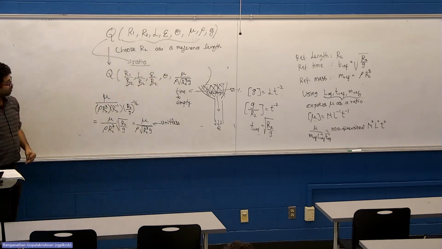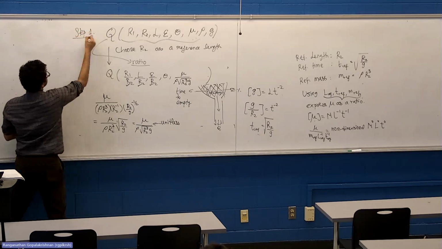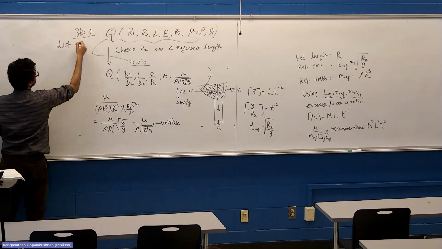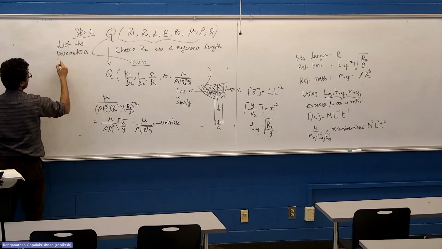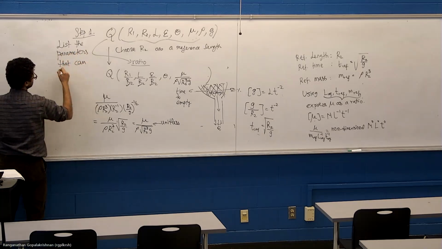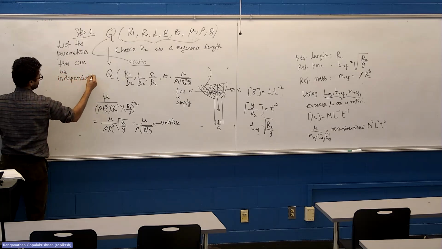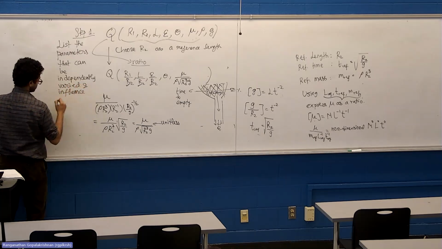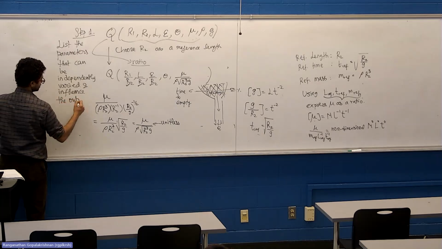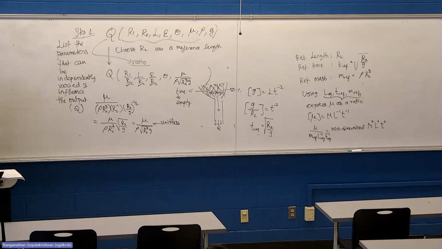So then from here, this is step one. Step one, list the parameters that can be independently varied and influence the output, in this case being Q. So this is step one, setting up the problem.